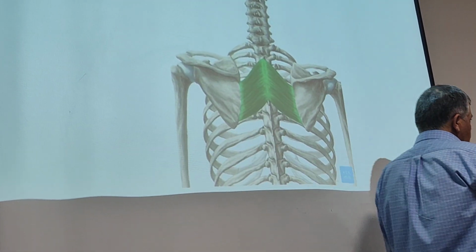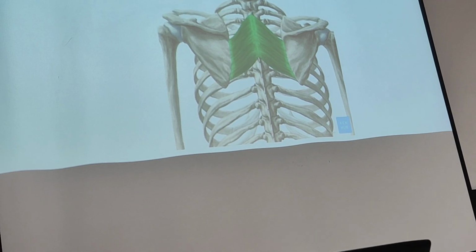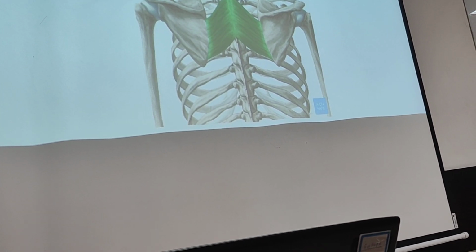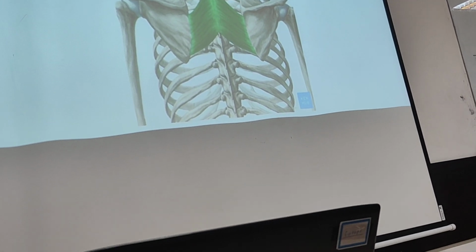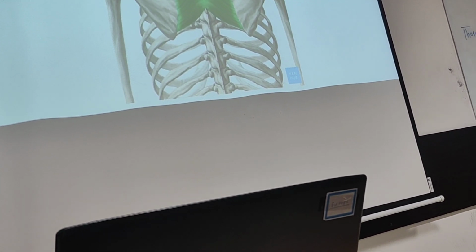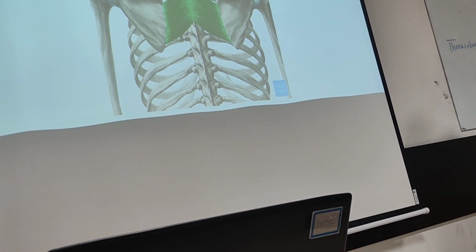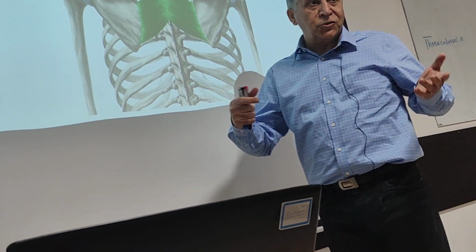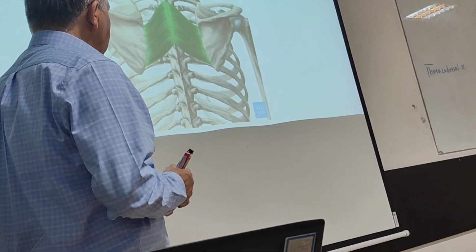What is the function of them? Levator scapula elevates the scapula or shoulder. Rhomboid minor and major: retraction of the scapula or shoulder. Okay.